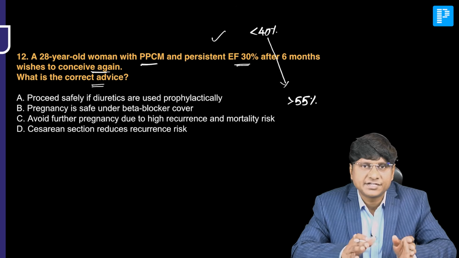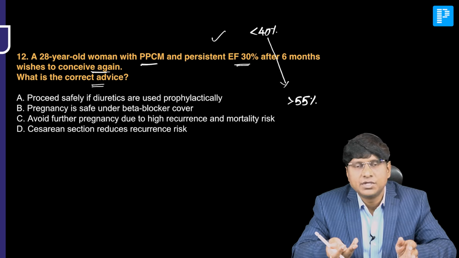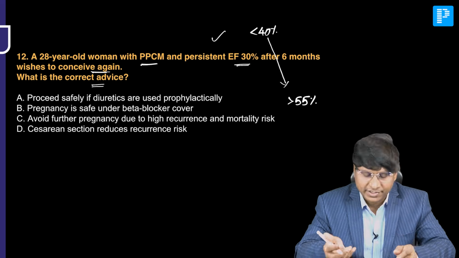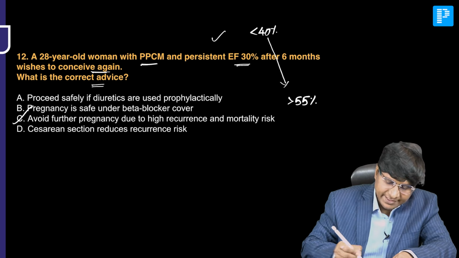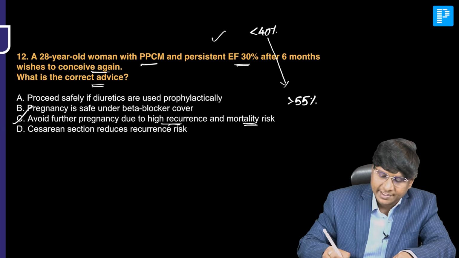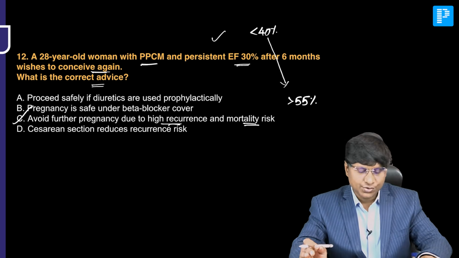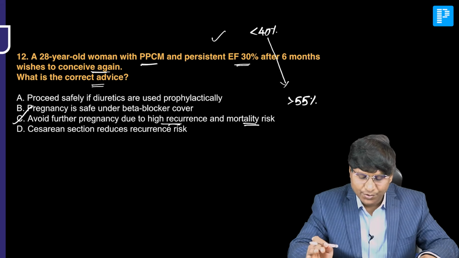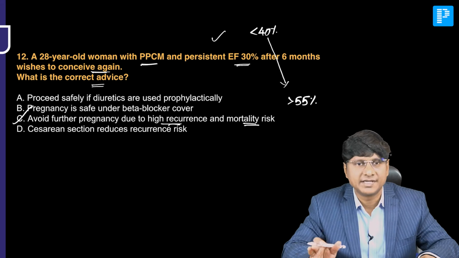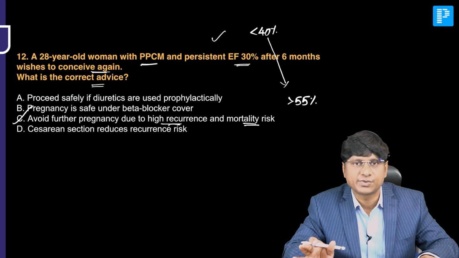There will be lesser chance of recurrence. But if the ejection fraction is on the lesser side, if the female wants to conceive again, then there is high recurrence and mortality risk. So what is the advice? So you should avoid further pregnancy due to high recurrence as well as the mortality risk. So the answer is C in this question, right?